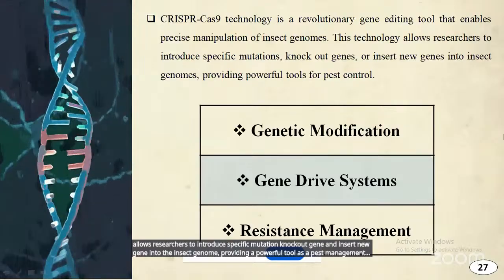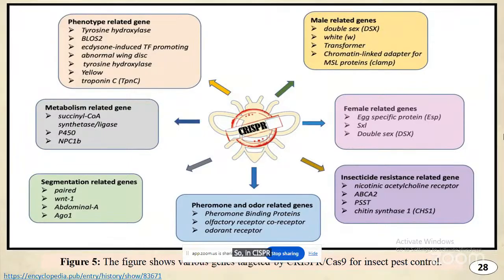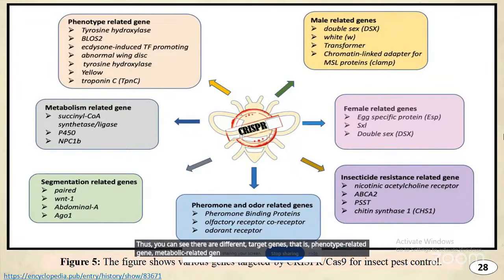So genetic modification, gene drive system, and resistance management are the basic approaches. In CRISPR-Cas, you can see there are different target genes: phenotype related genes, metabolic related genes, segmentation related genes, insecticide resistance genes, pheromone genes, and male related genes. So these are the different sectors where CRISPR-Cas can be applied, and resistance mechanisms, or you can say insect pest management, can be developed.